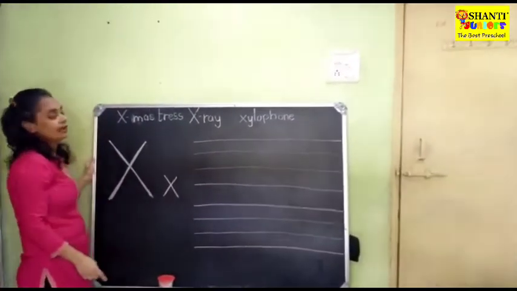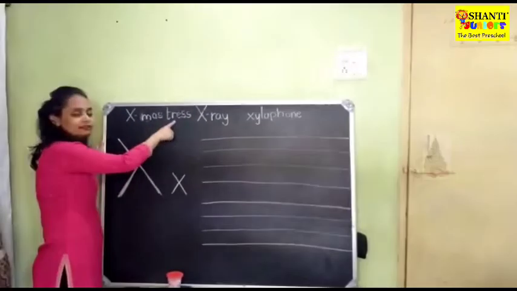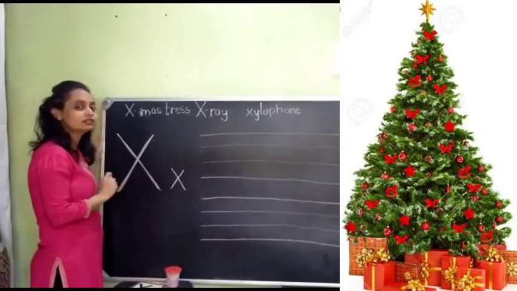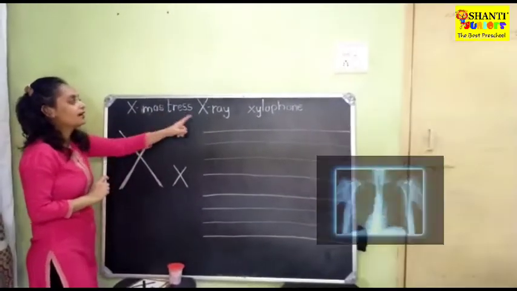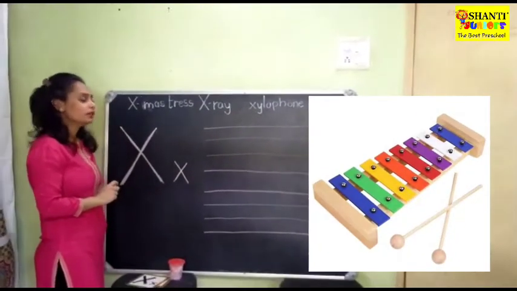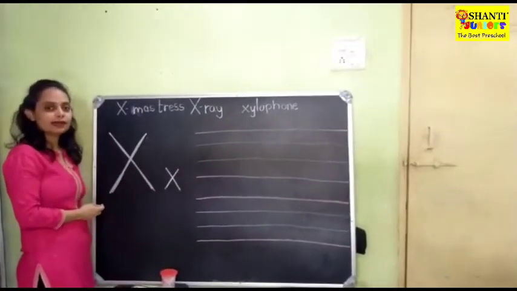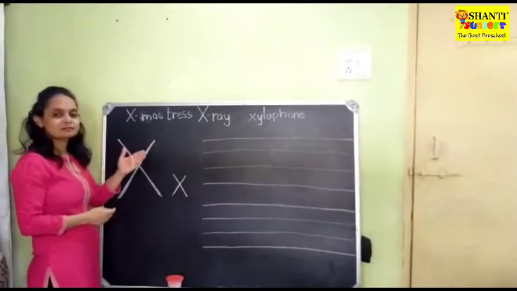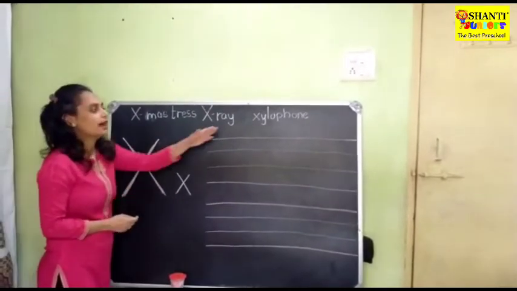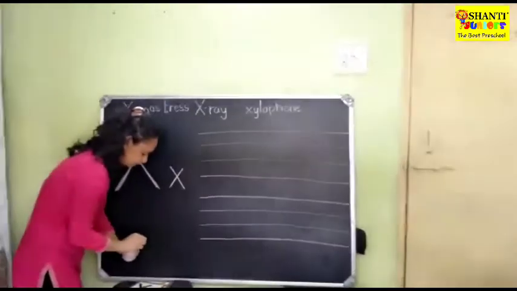Okay children. And the words that start with letter X are Xmas tree. Yes, the tree which we use in Christmas celebration is called Xmas tree, X-ray, xylophone, it's a toy. Yes children. So all these words start with letter X. So once again we'll practice. X for Xmas tree, X for X-ray, X for xylophone. Okay. So first we'll do underline.